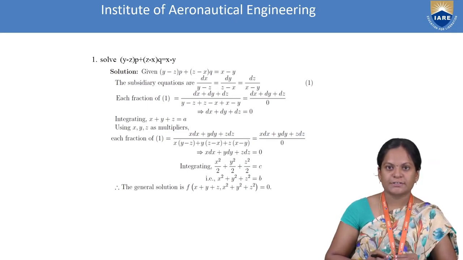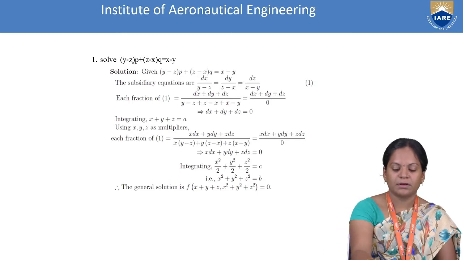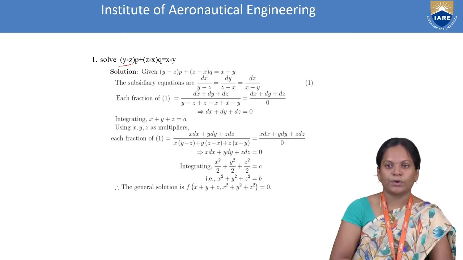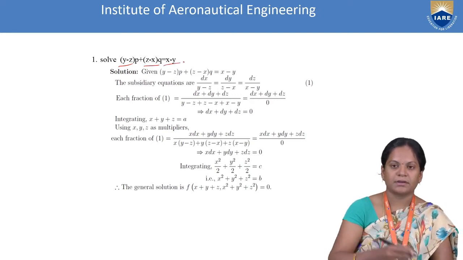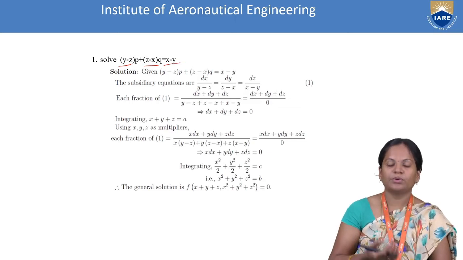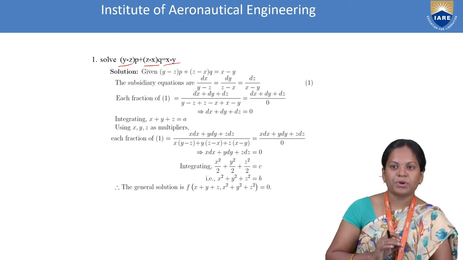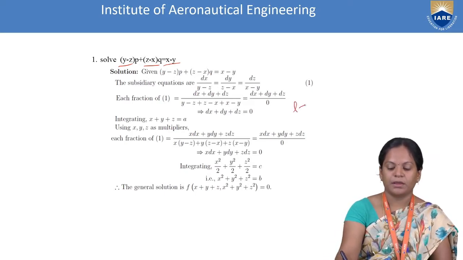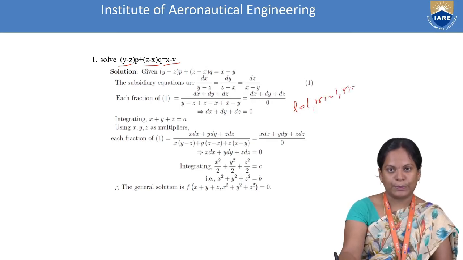So the subsidiary equations are dx by P, where P is nothing but y minus z, and Q is nothing but z minus x, and R is nothing but x minus y. So dx by P equal to dy by Q equal to dz by R. So this is the subsidiary equation or auxiliary equation. Now, what is our intention? If we take any two fractions, we cannot take direct integration. So in that case, we have to take the multipliers. So here I am taking the multipliers L equal to 1, M equal to 1, N equal to 1.